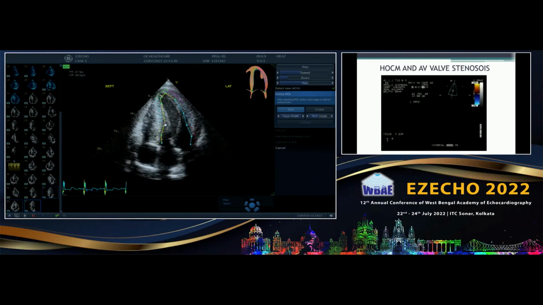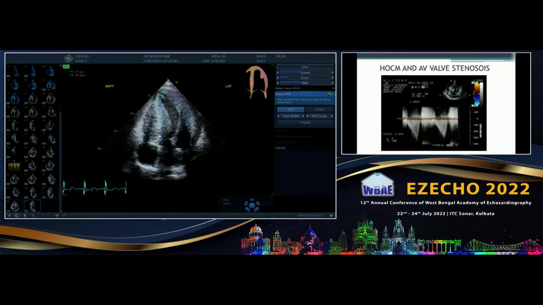Unlike in amyloid, the basal strains go, middle strains go, and the apical strains remain, correct? Because of the deposition.